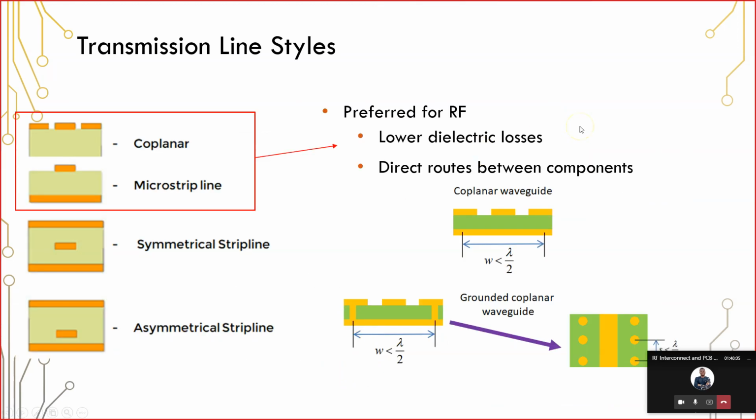So next I want to look at the transmission line styles. I'm sure anyone who has used a PCB design program or an impedance calculator to design a high-speed PCB has seen all of these different structures that I have shown here on the left side of the screen. Here on the left side, coplanar and microstrip lines are preferred for RF. And there's an important reason for that.